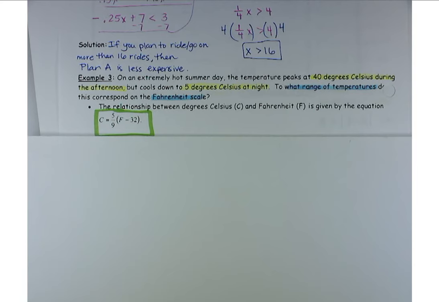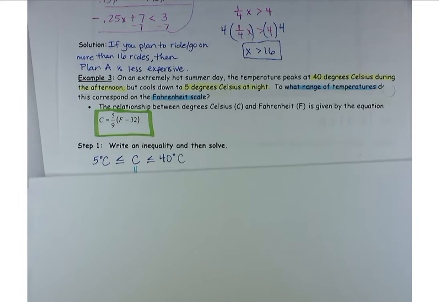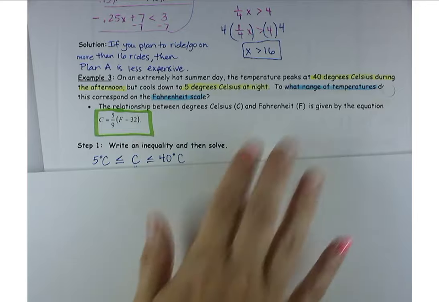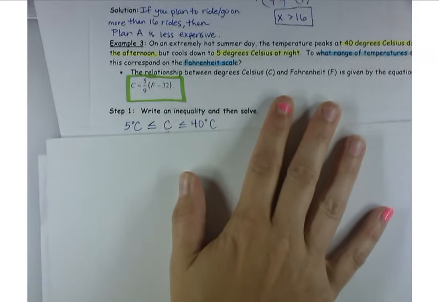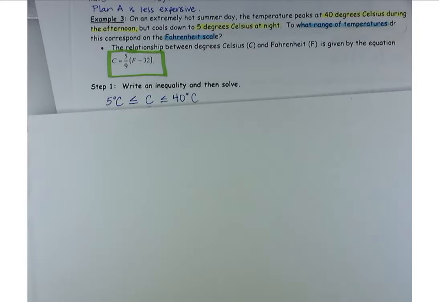Do you guys think that you could set up an inequality in terms of just Celsius? Well, what's the lowest Celsius value it goes to? 5. And then what's the highest one it goes to? 40. Okay, so isn't our range of values just 5 degrees Celsius to 40 degrees Celsius? Right? It goes down to 5, but it goes up to 40.